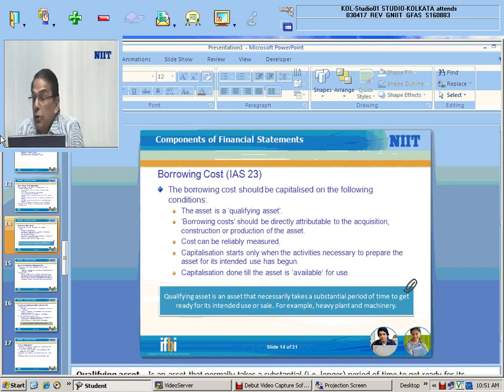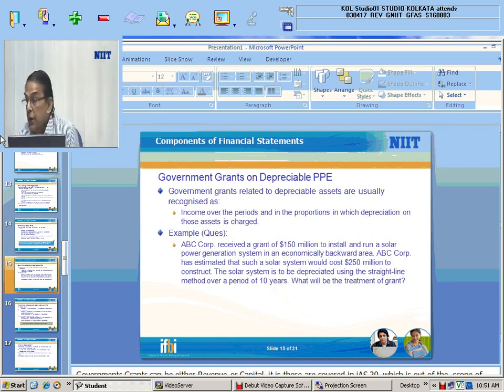Now we'll come to IAS 20, government grants. Somebody is asking what is a grant. Government grants related to depreciable assets are usually recognized as income. They are not capitalized. They are recognized as income over the periods and in the proportion in which the depreciation on the assets is charged.